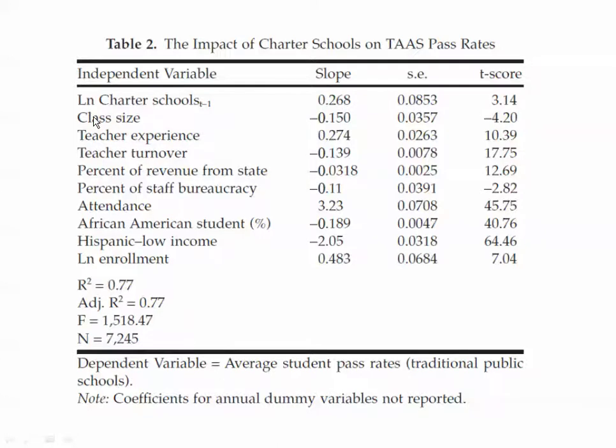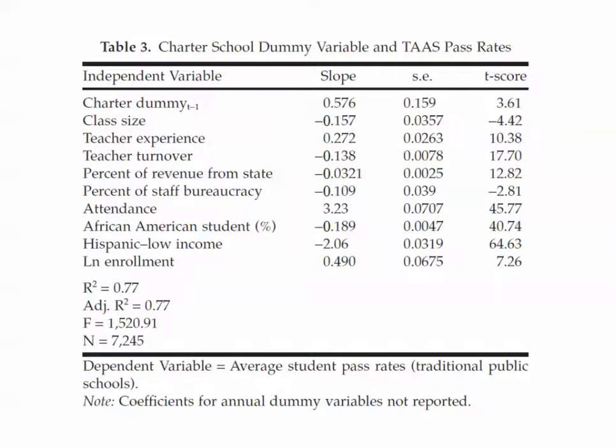Now, because the logged units are a little tricky to interpret, I'll go to the next slide, which is just a dummy variable, meaning does the district have any kind of charter school or not? So it's coded 1 if the district has a charter school and 0 otherwise. In this analysis, all these other variables are also in there. All the control variables are in there just as they were before. The only thing that's changed is the measurement of the charter school variable is now a simple dichotomy or dummy variable. And here's the slope.